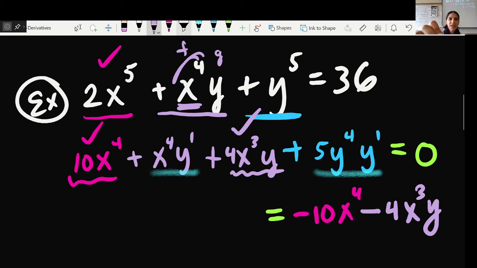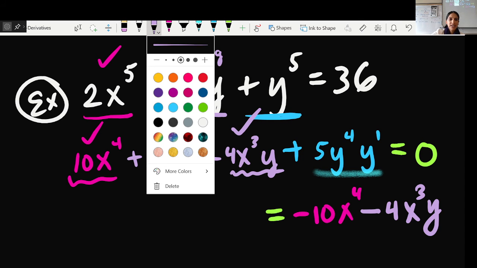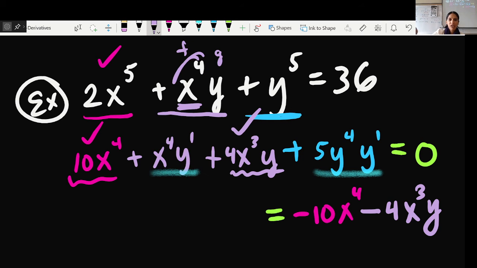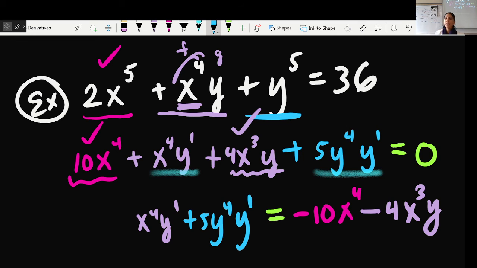And what's left on the left side is this first term here. So I still have my x to the 4 y prime, and then I have plus this blue term over here, plus 5y to the 4 y prime. I'm just writing out every single little step so you can see where it's coming from. Do you see what I've done? I just kept the terms with y prime on the left. The other stuff I've moved off to the right by changing the sign.